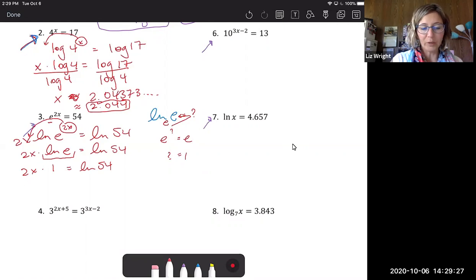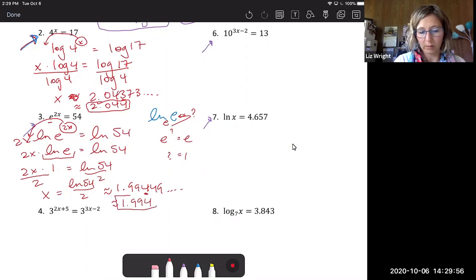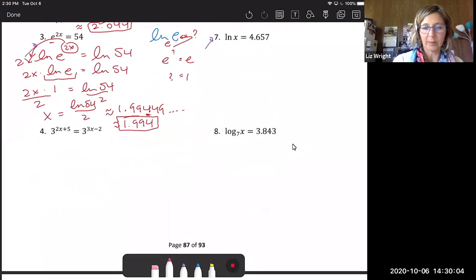Okay, so now we have 2x times 1, and so now we can just divide both sides by 2, and we're going to get x equals natural log of 54 over 2, which we're going to round as well. So 54, and then I'm going to hit the natural log, and then I'm going to divide that by 2, and I get 1.99449, and it keeps going. So it's going to be 1.994 for my answer on that one. All right, so let's look at the next one.